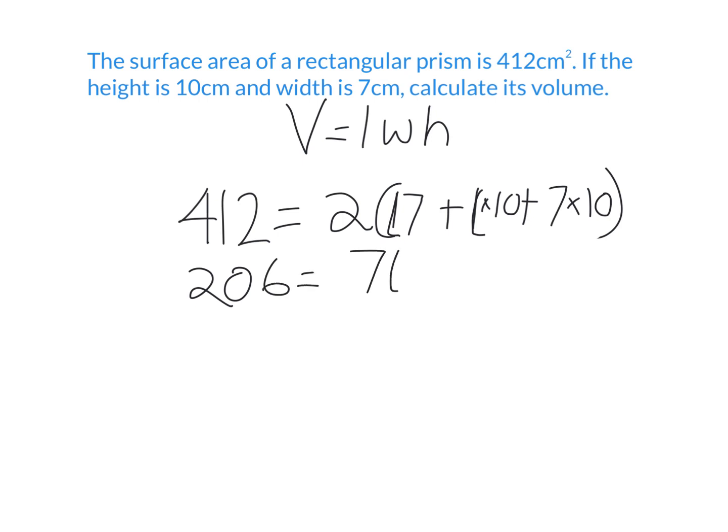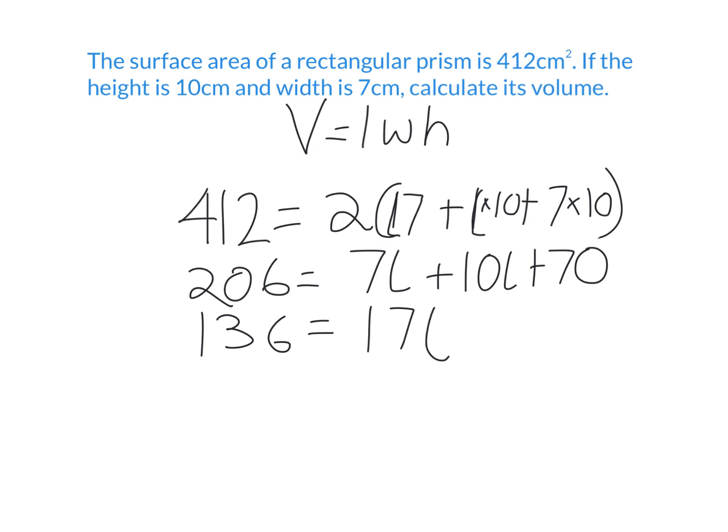Then we're left with 7L plus 10L plus 70. So we subtract 70 from both sides. I get 136 equals 7L plus 10L is 17L. So dividing each side by 17, I get 8 equals L. So this rectangular prism has width 7, height 10, and length 8.